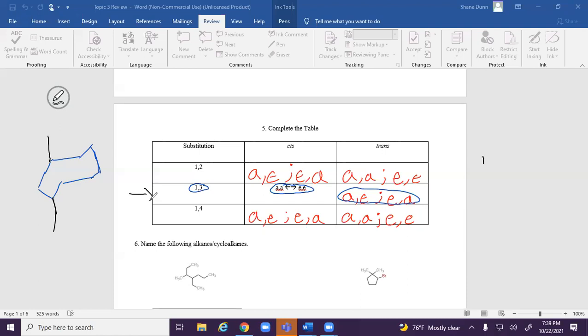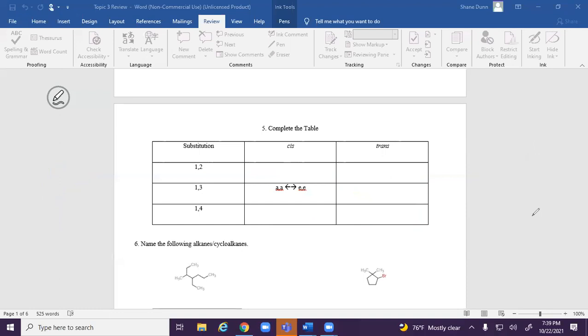Cis. The reason I'm saying this is because if you have to draw the structure from the chair diagram into a cyclohexane, you're going to both put them in either wedges or dashes. Because they're the same, you have to know they're the same. Correct? And that should help going from chair to cyclohexane. Okay.